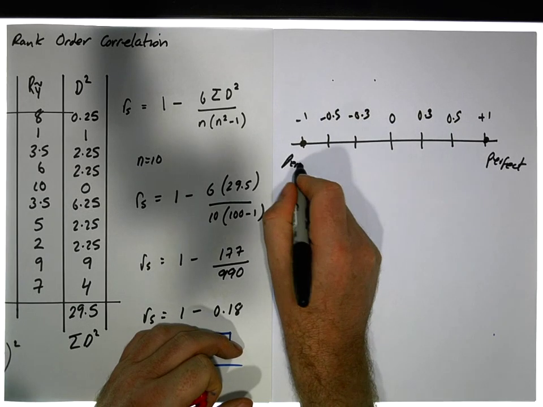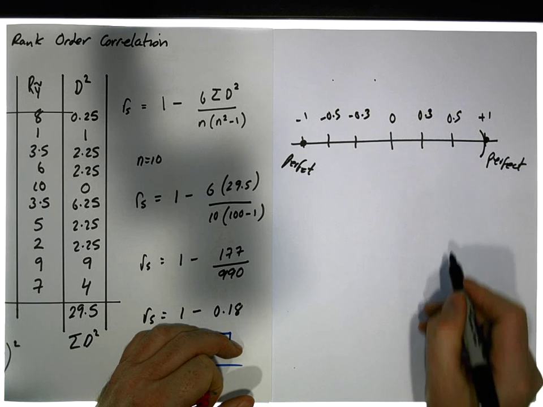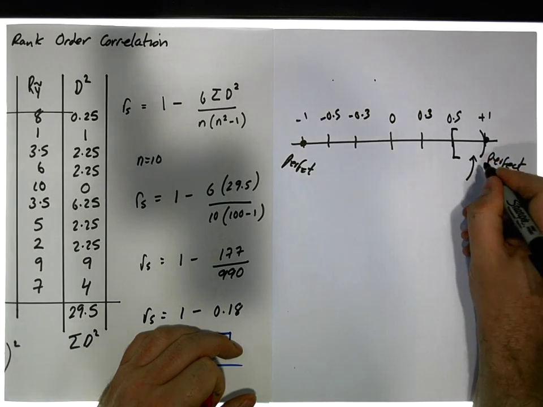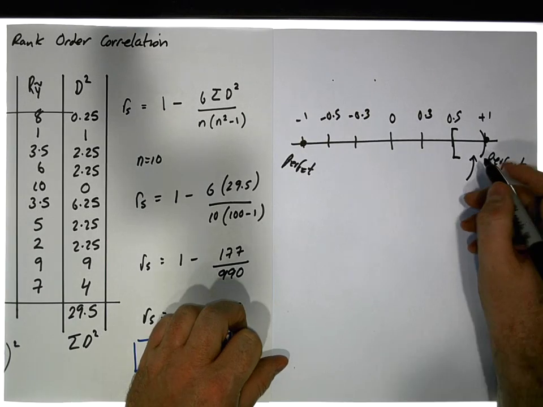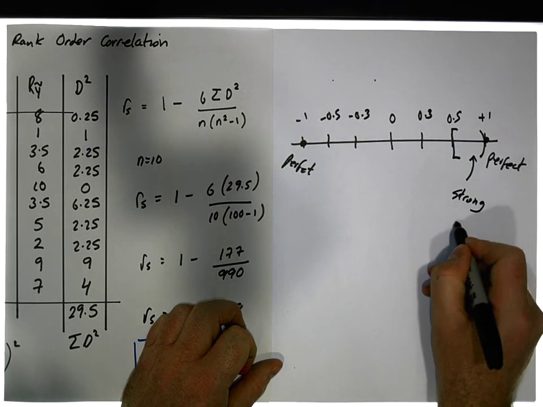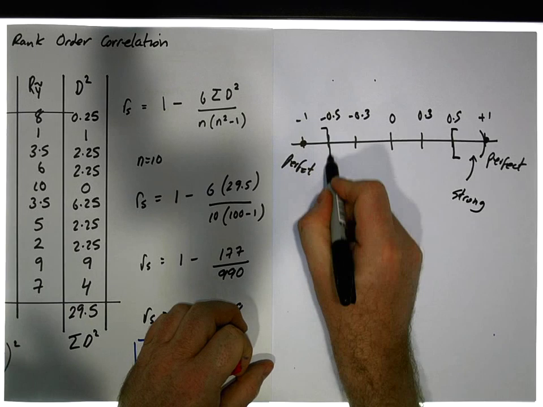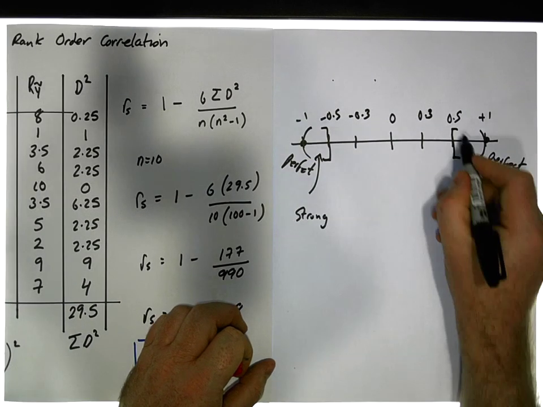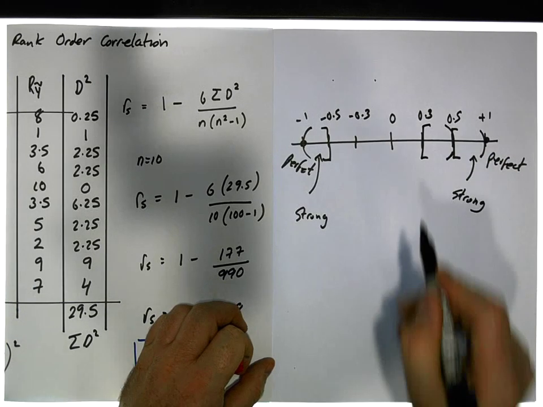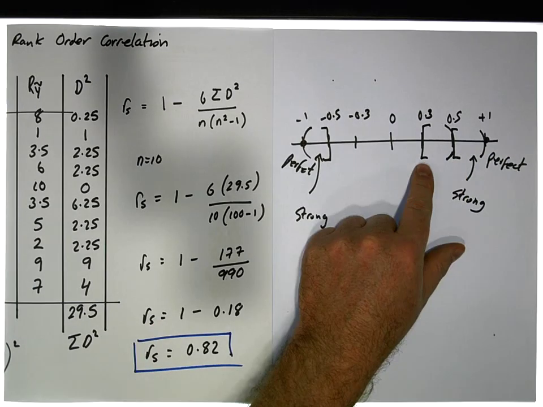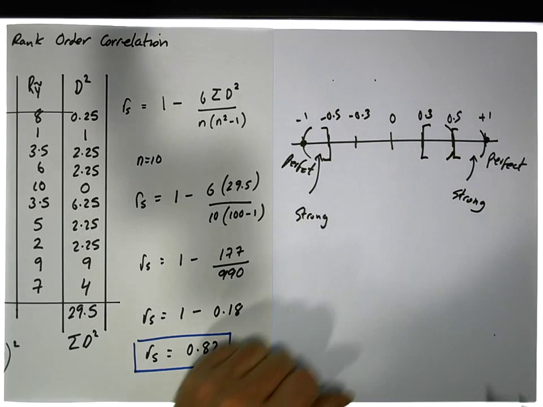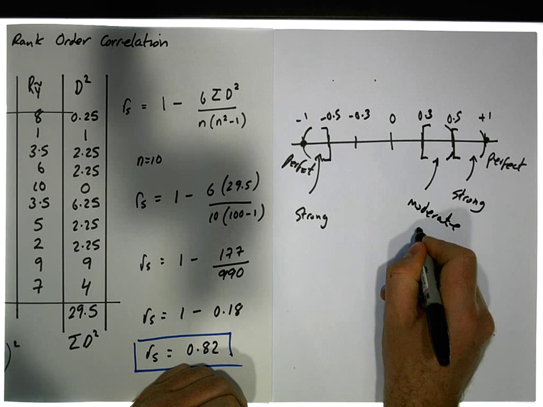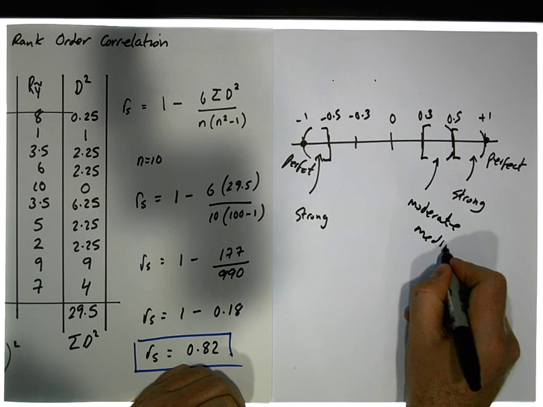Okay. If it's less than plus 1 and strictly greater than 0.5, we say that there is a strong or large correlation, and similarly over here, if it's greater than that and less than this, it's going to be strong negative. Okay? If it's less than 0.5 and bigger than 0.3, we say there's a moderate or medium correlation.